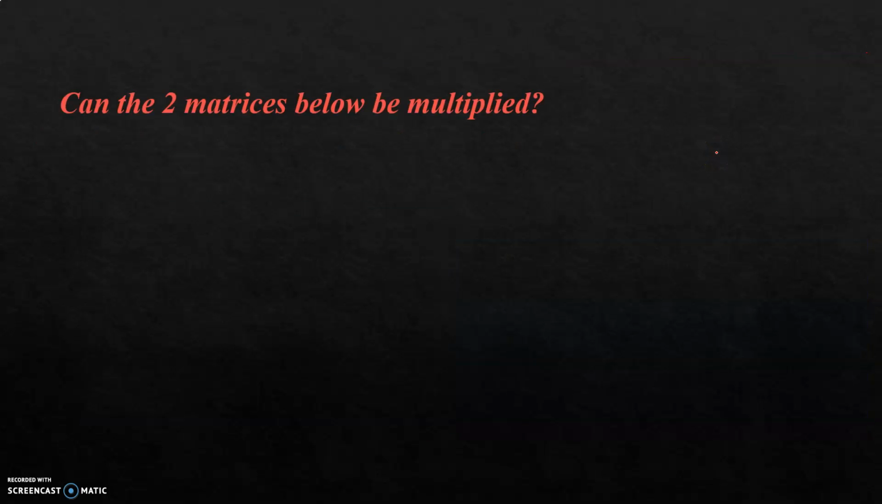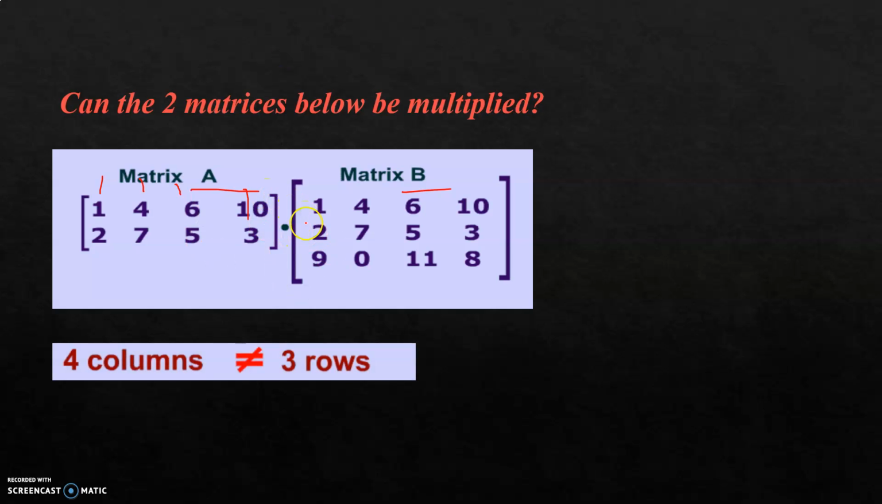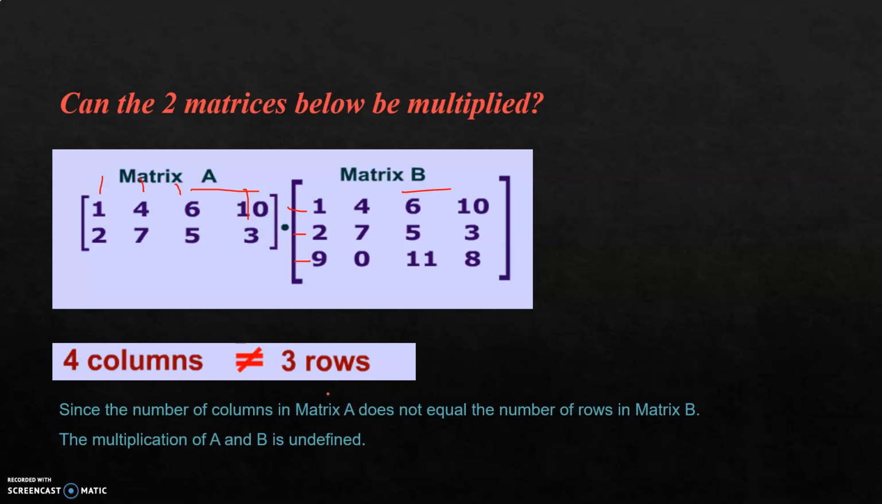Let us take one more question like that. Can the two matrices below be multiplied? Here are two matrices, matrix A and matrix B. You have to say whether it is multiplicable or not. Here the number of columns in the first matrix is 4. Then in matrix B, there are only 3 rows. So 4 columns and 3 rows are not equal. Such matrices cannot be multiplied. Since the number of columns in matrix A does not equal the number of rows in matrix B, we can say A times B is undefined.